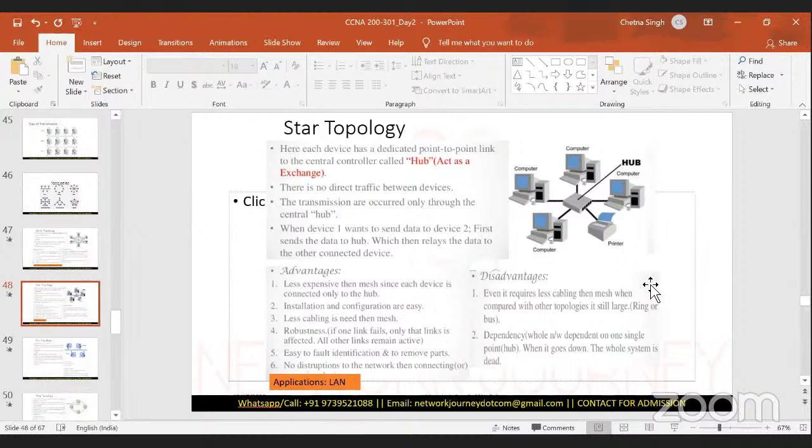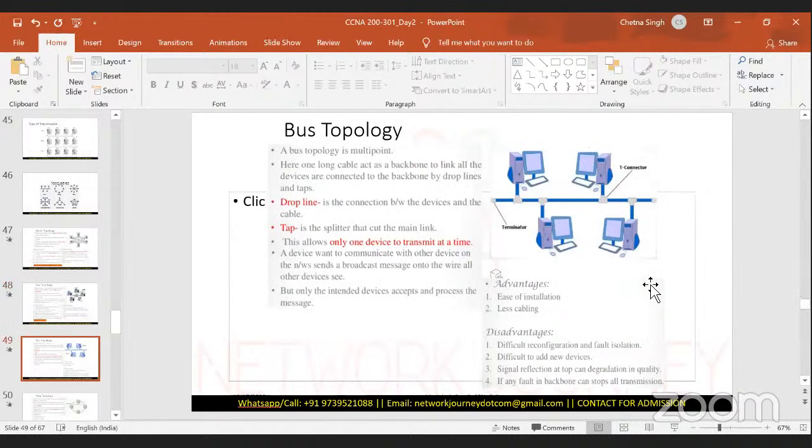There is another topology which we use for LAN networks, and this is again a very, very famous topology which we use for designing our LAN. This is the bus topology. This topology is like a multi-point topology. Here there's one long cable which is laid down, and then you have some taps or connections made from the cable to the device, which is known as a drop line. You see there's a drop line and a tap. These are the two terms which are used.